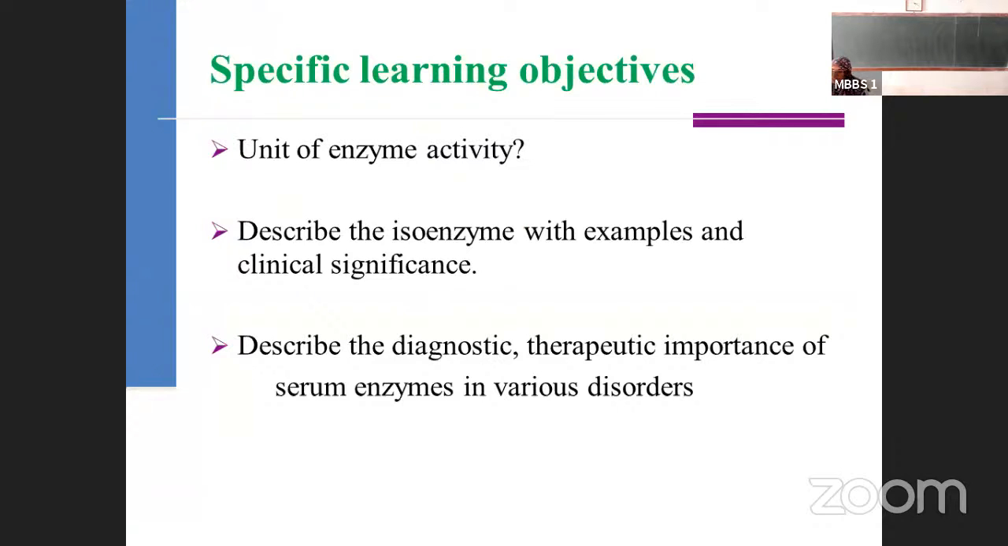So the specific learning objectives of today's class are the unit of enzyme activity. We need to learn what unit is used for enzyme activity, and describe the isoenzymes with examples and their clinical significance. Then describe the diagnostic and therapeutic importance of serum enzymes in various disorders.